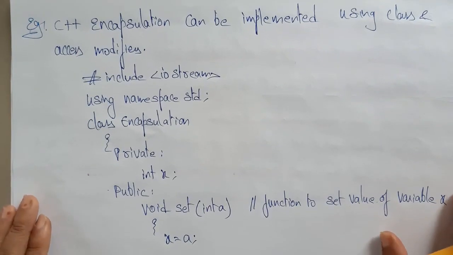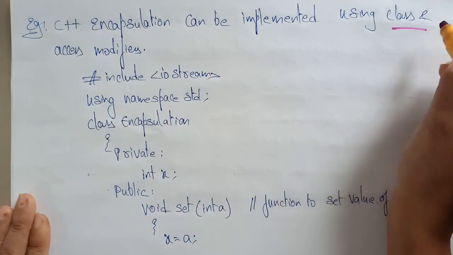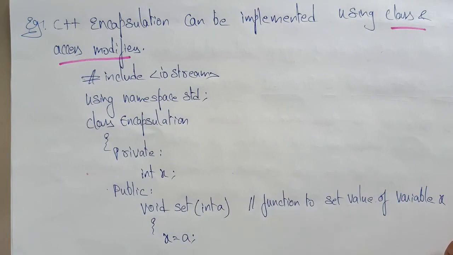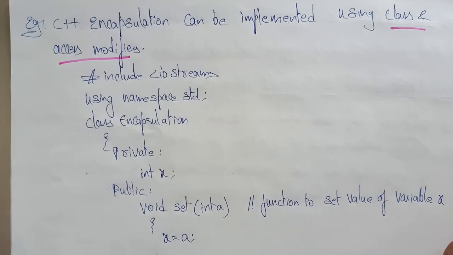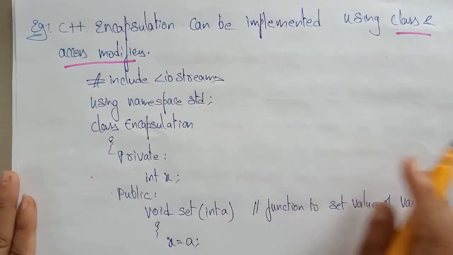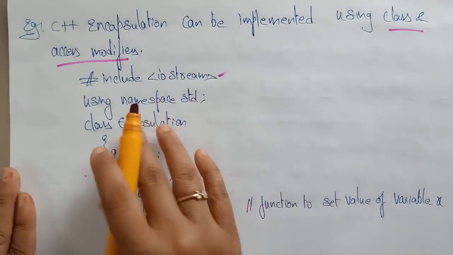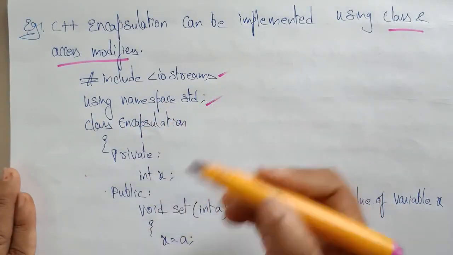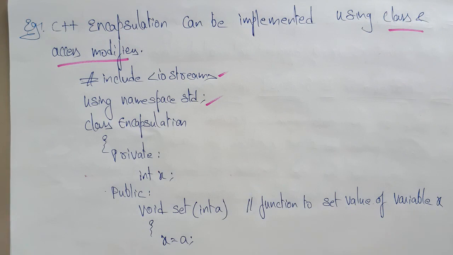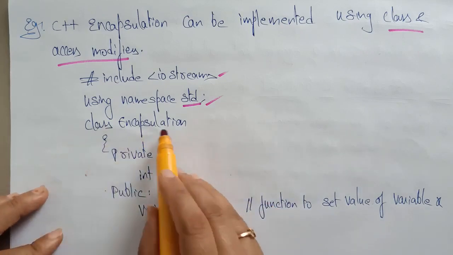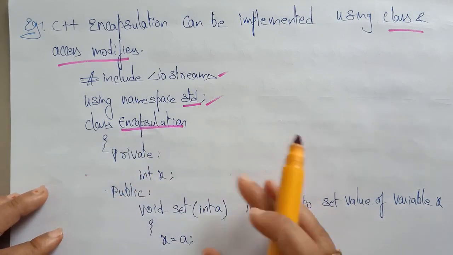Here C++ encapsulation can be implemented using the class and the access modifiers. Why am I using the access modifiers? Because I have to make my data private, so that outside the class no one can access my data. Include iostream and using namespace std, to avoid confusion with the same names. Now the class. My class name is Encapsulation.